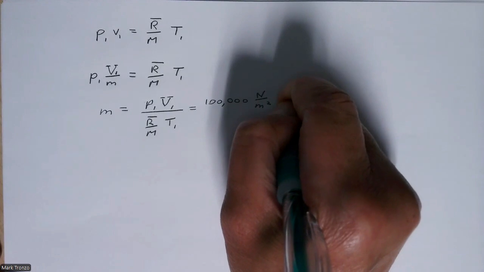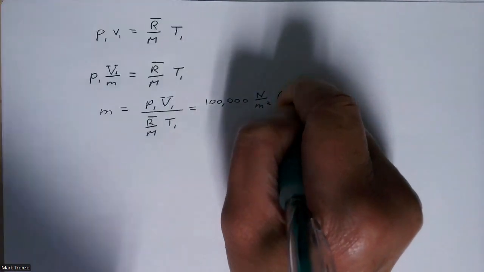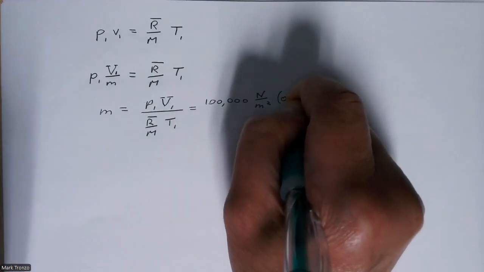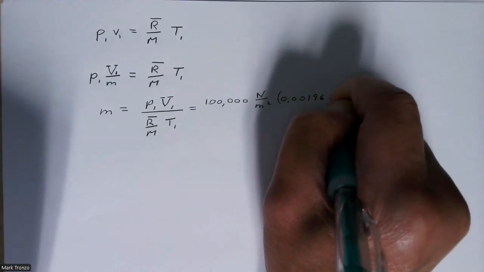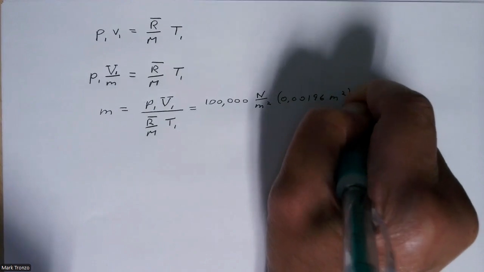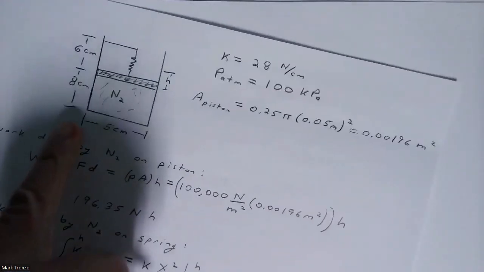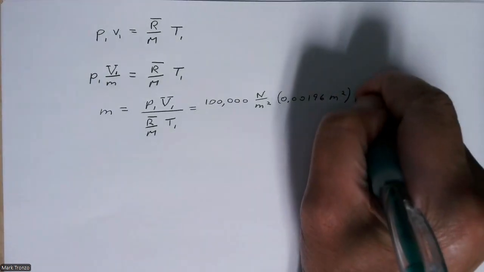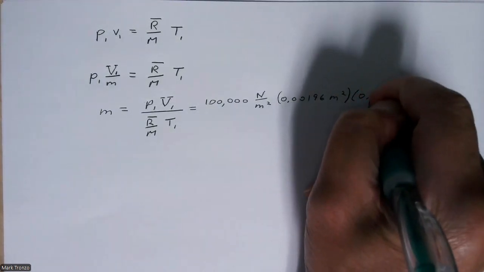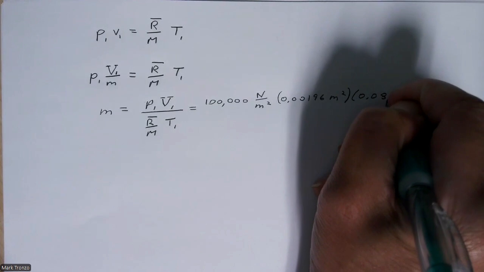So let me take the area, which was 0.00196 meters squared, times the height. Again, this is the initial volume, and 8 centimeters is going to be 0.08 meters.